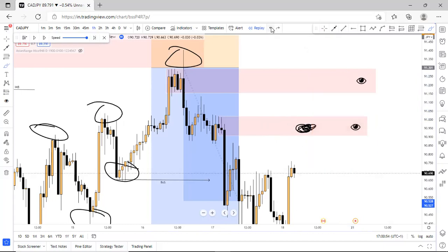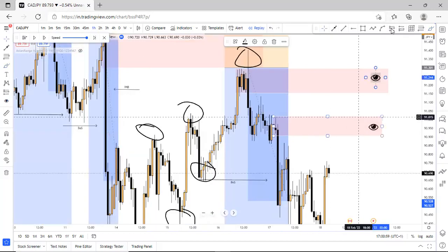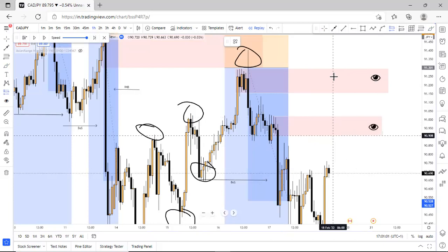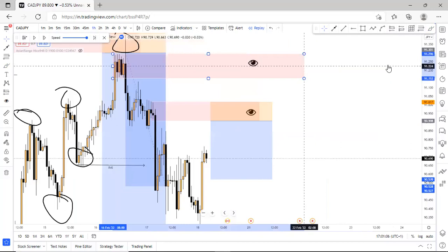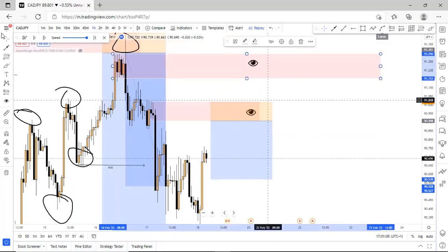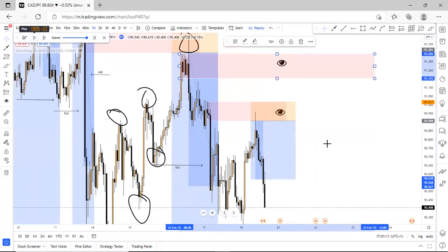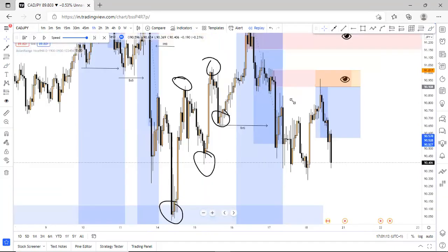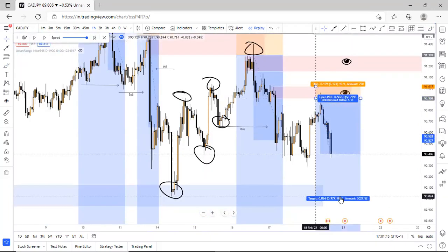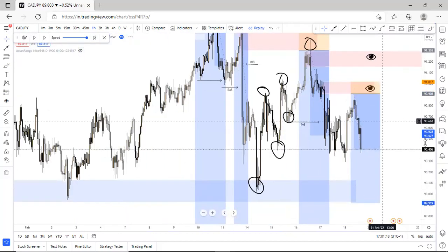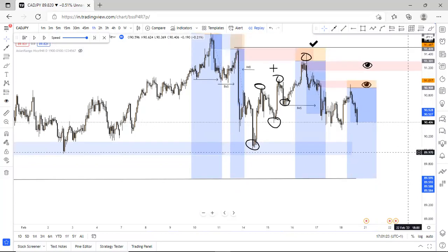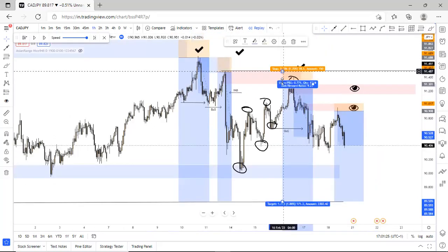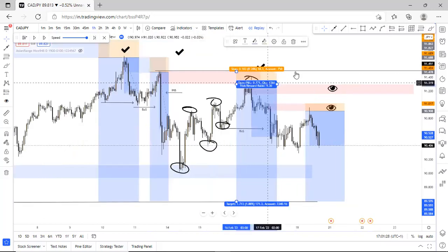Okay, so let's see if this zone will hold. So let's say we took an aggressive entry here with half risk, and probably we wait for another entry right here. So let's play. Yeah, as you can see, this zone held, this supply zone held, and we still have our targets on this side. So at this point, I expect that this trade is moved into break even.